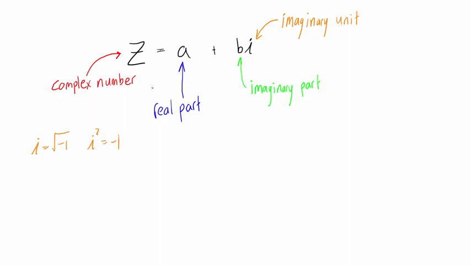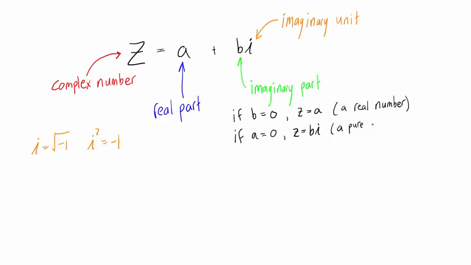So before we get into that, let's just mention that if we have a complex number that has two parts, the real part and then this imaginary part over here. If b is equal to 0, then the complex number z is just going to be equal to a, so the complex number will just be a real number. And if a equals 0, then z is going to equal bi, so it won't have a real part, and we call that a pure imaginary number.